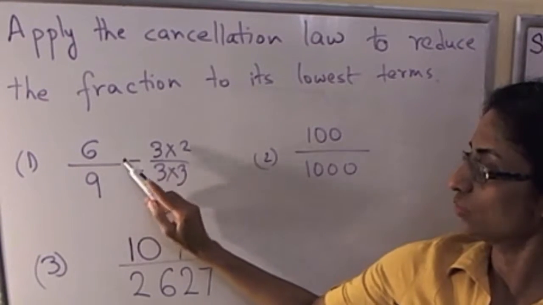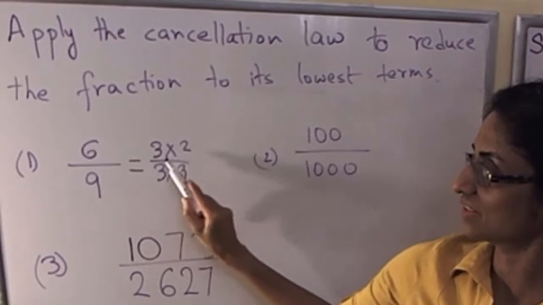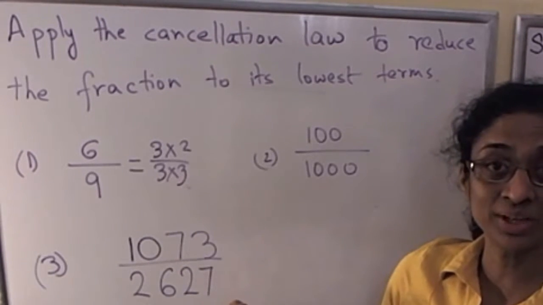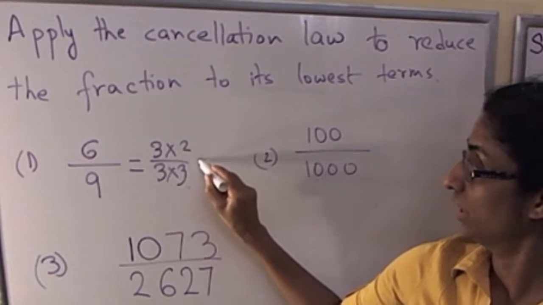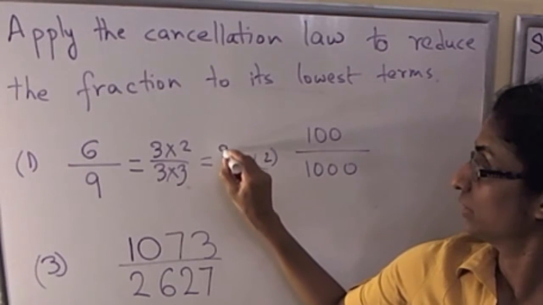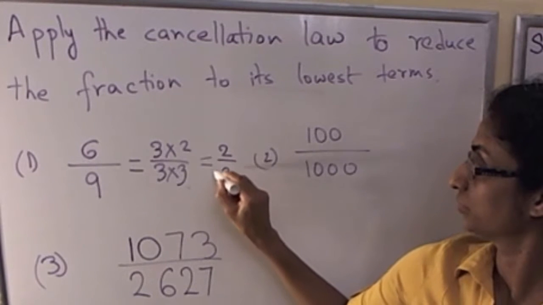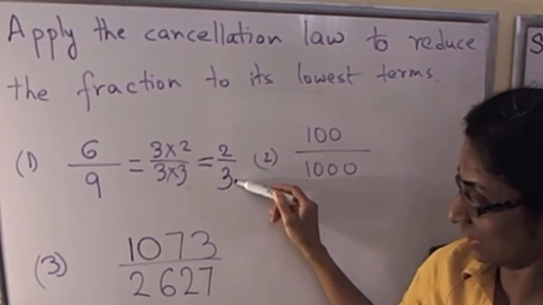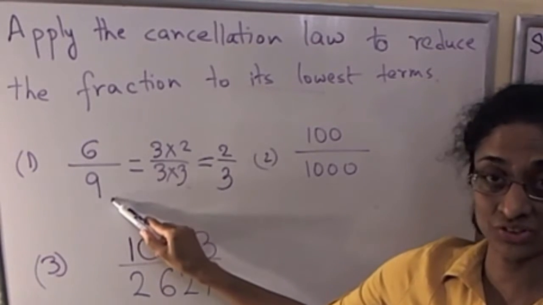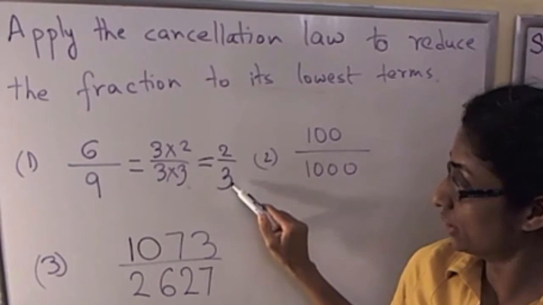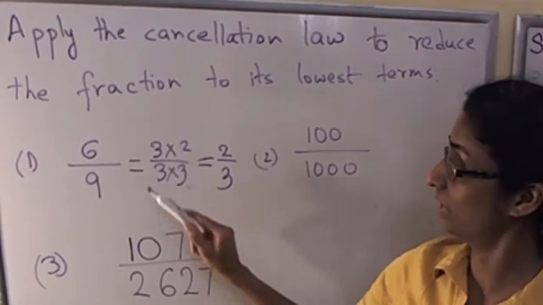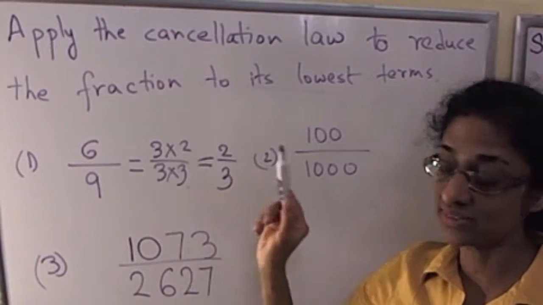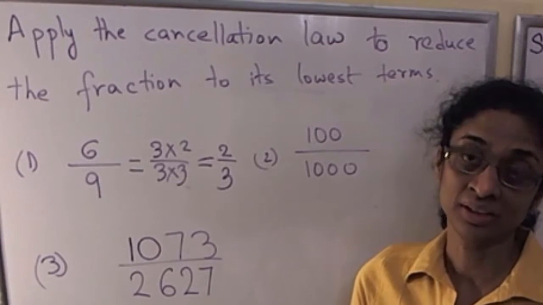So when we rewrite 6 as 3 times 2, 9 as 3 times 3, do you now see that we are ready to apply the cancellation law, and what we get is 2 over 3. So you can see this fraction 2/3 is exactly the same as the fraction 6/9. 2 copies of a third are exactly the same as 6 copies of 1/9. 2/3 and 6/9 are the same point on the number line.